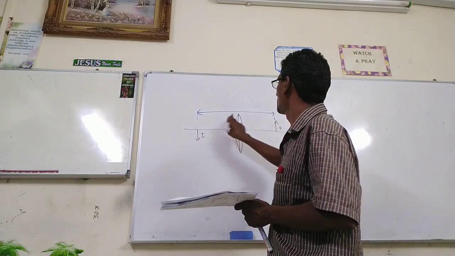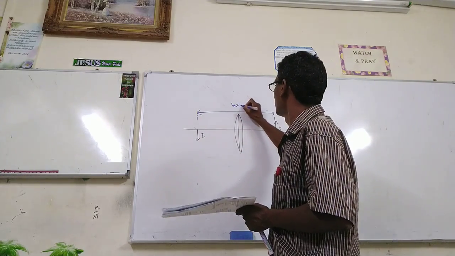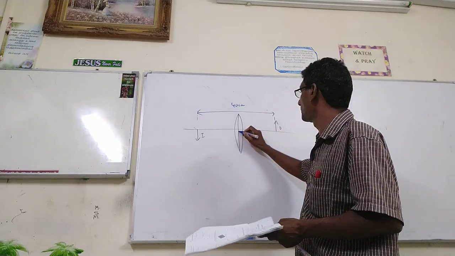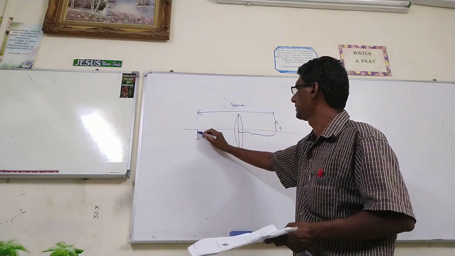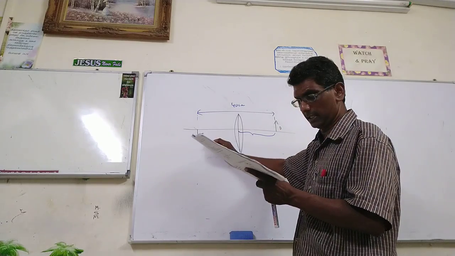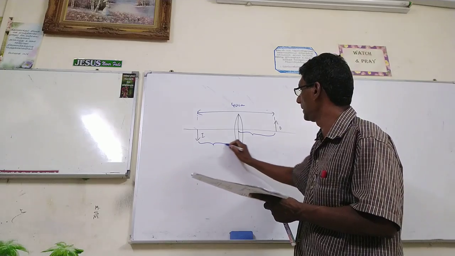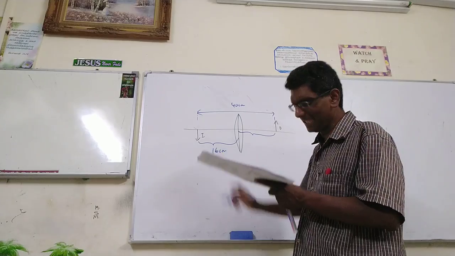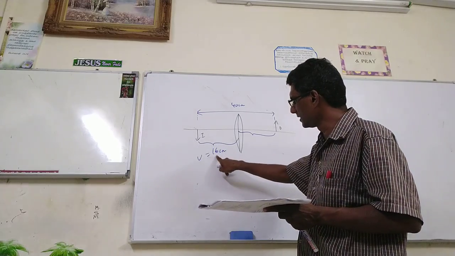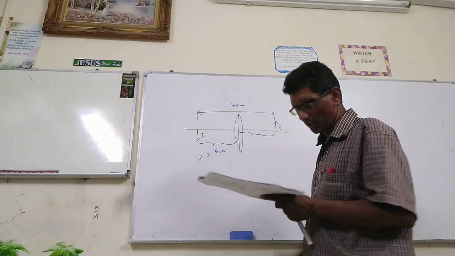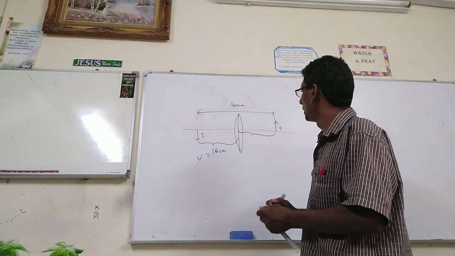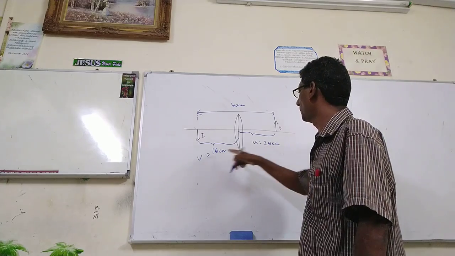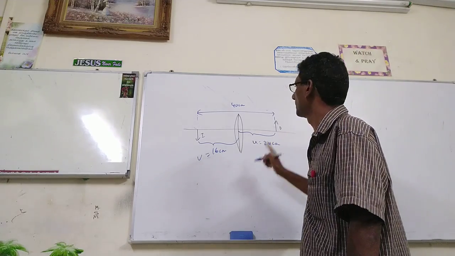The distance from the image to the object is 40 cm. What is the distance to the object? The image distance is 16 cm. This v means image distance, so image distance is 16 cm. 16 minus 40 gives the object distance u, which must be 24 cm.